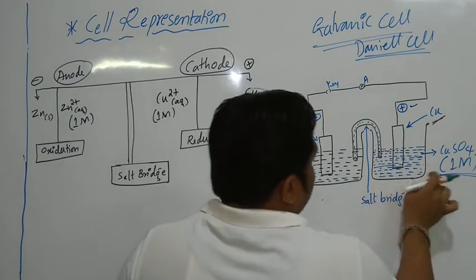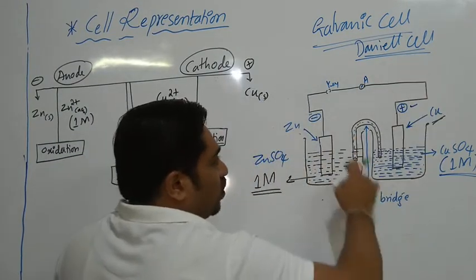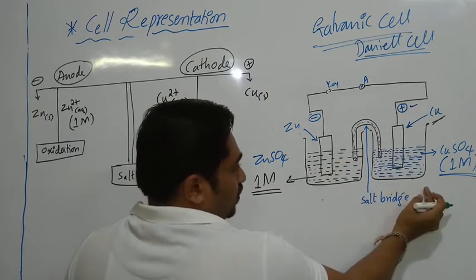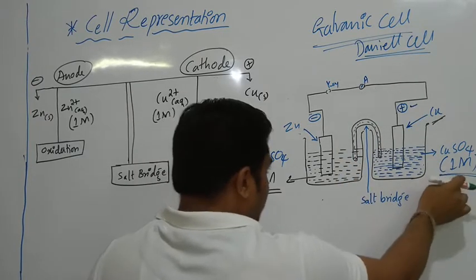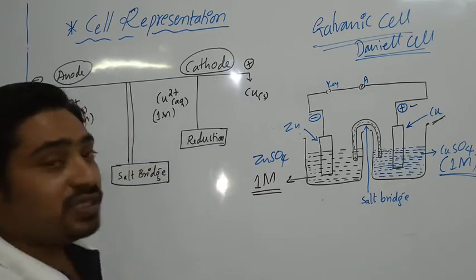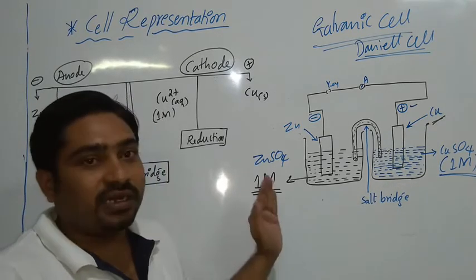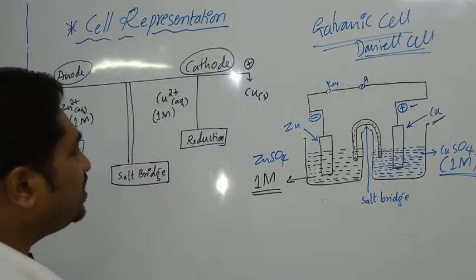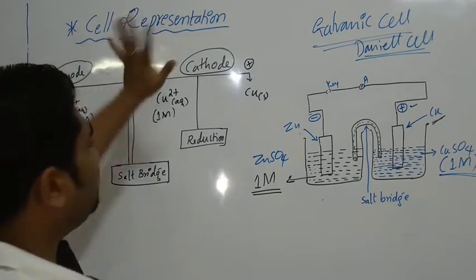Now what is this? We can call it the reduction half cell. In this half cell the reduction reaction takes place, so it is called the reduction half cell. Here oxidation takes place, so it is called the oxidation half cell. Now we'll discuss cell representation.